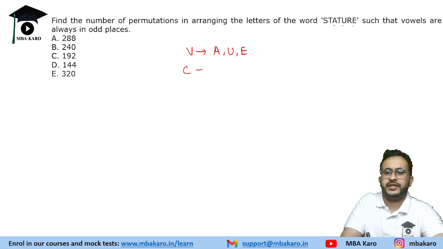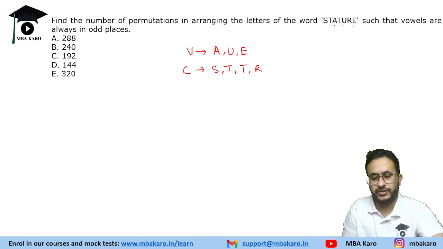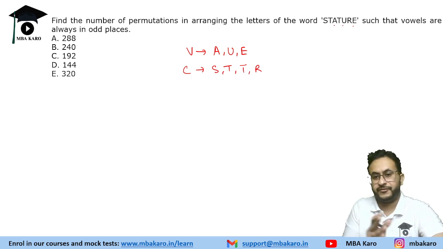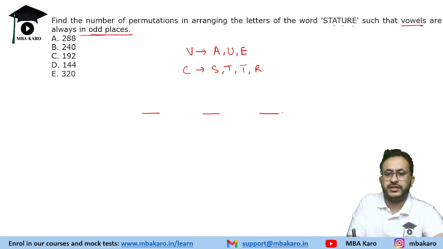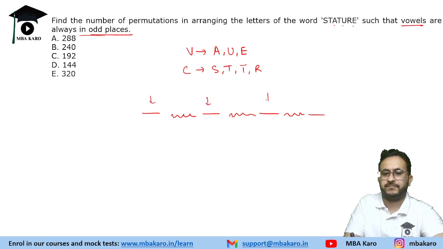And what are the consonants? S, T, T, and R. So these are the consonants. First of all, it is saying that vowels should be in odd places. 1, 2, 3, 4. This is an odd place. This is an even place. So we have to put vowels in these places.